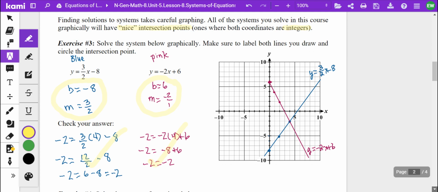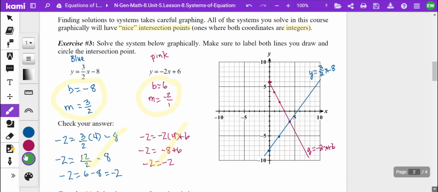So I graphed y equals 3/2 x minus 8. Oh, I know what I forgot to do on here. And then I graphed my pink one. Following all the practice and things we've already done up until this point. What I didn't do is I did not actually circle and label my solution. So where they intersect is right here. And that point is negative 2, positive 4.